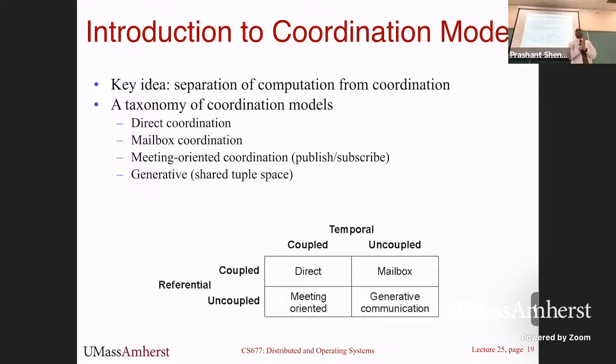The simplest one is where you are coupled in both space and time. That's called the direct model. This is our standard client-server model. The client has to be running and the server has to be running at the same point in time, and they have to be connected to one another using RPCs or RMI. That's the simple thing that you all know of. But there are three other approaches that you can use.